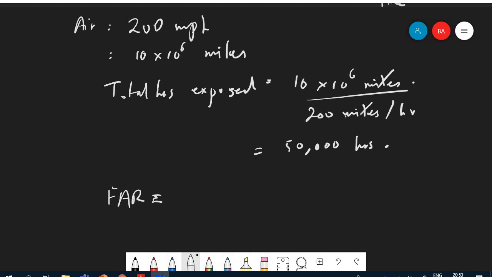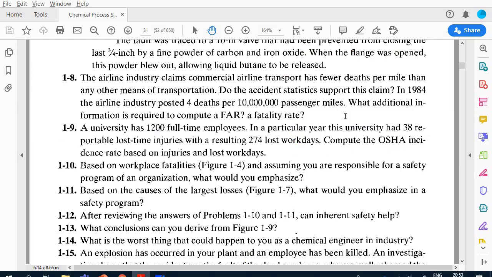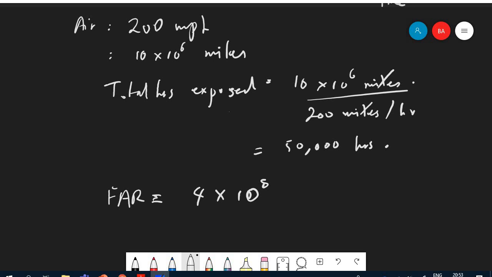Well, the FAR is equal to, this is given for death, 4 into 10 to the power 8. Again, I'm going to show you that in 1.8 it said that in 1984 the industry posted 4 deaths per 10,000 million passenger miles. So in 1984, that is the deaths per year. So that is 4 into 10 to the power 8 hours.